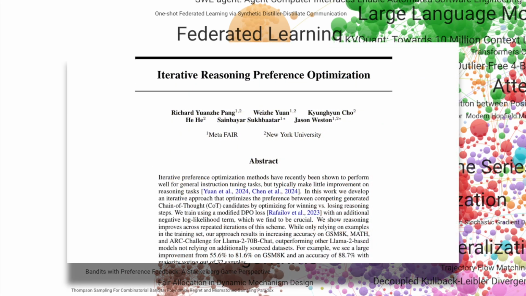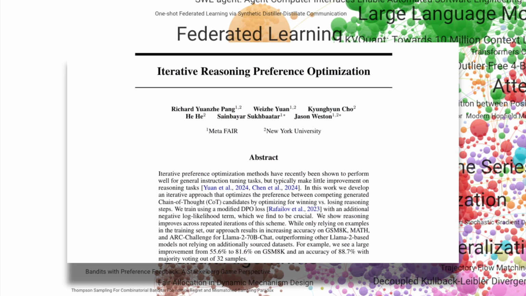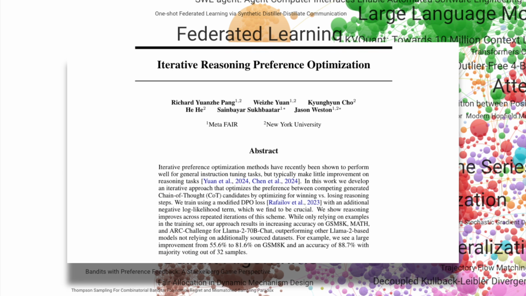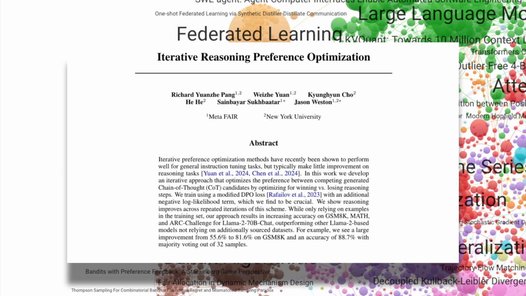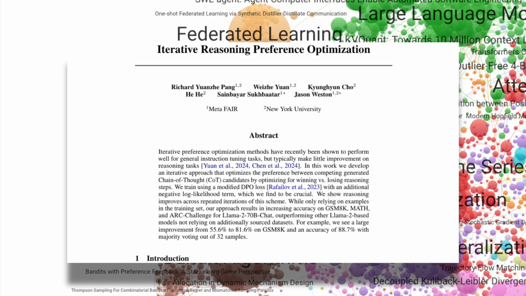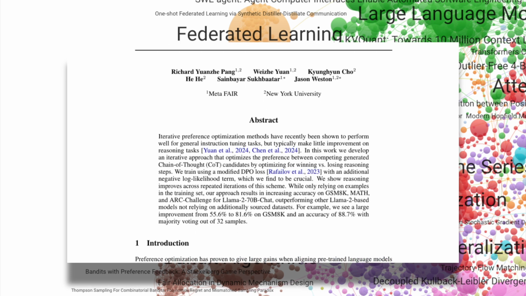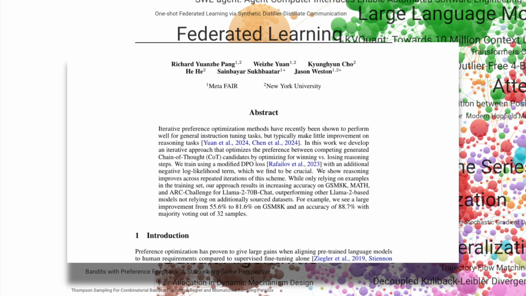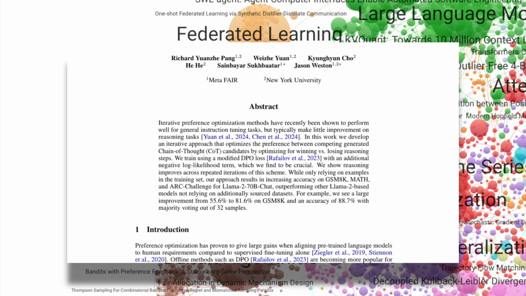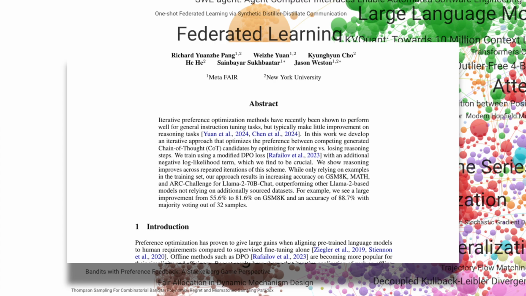Finally, a new method for iterative reasoning optimizes chain-of-thought preferences using a refined DPO loss function with an additional negative log likelihood term. The approach significantly boosts accuracy on reasoning benchmarks like GSM8K and math, outperforming other Llama 2-based models.